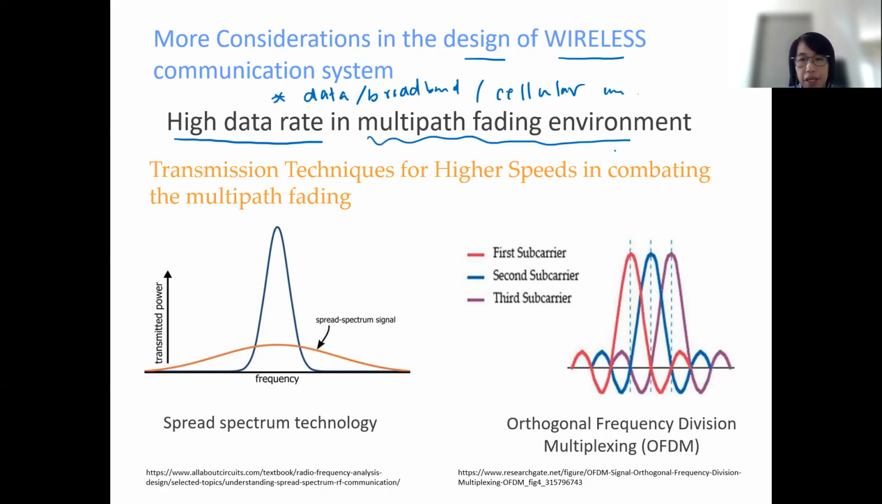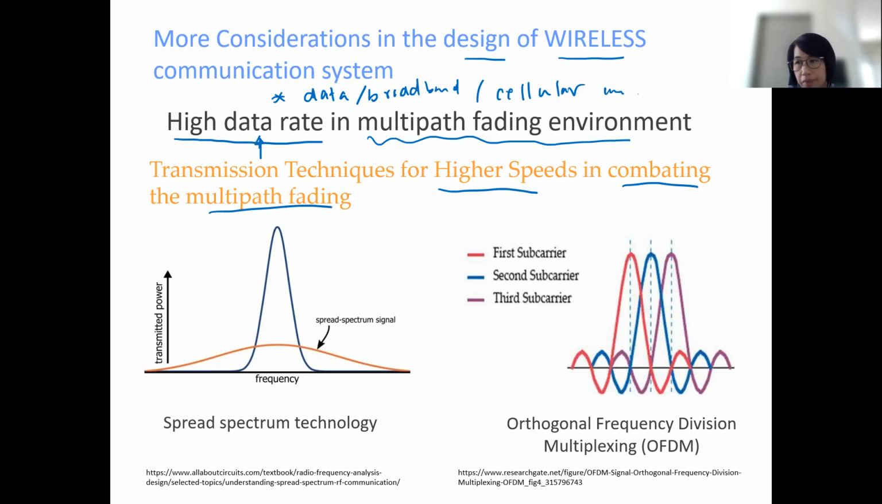even in a multipath fading environment. Okay, you play a game in your room, and your room is an indoor environment, and you cannot avoid multipath fading. So you need a technique that can achieve high speed while combating the multipath fading.